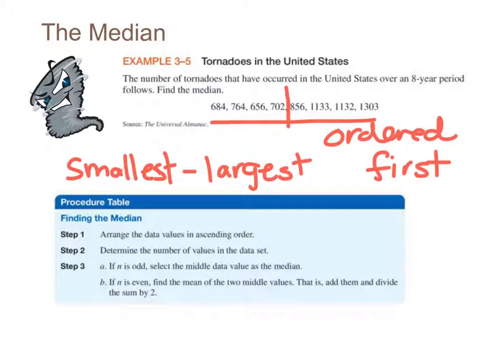And then you count how many you have in there, and if it's an odd number, you take the middle value of that odd number, and if it's an even number, then you take the two middle values and divide by 2. So if I reorder this set, my smallest number is 656.